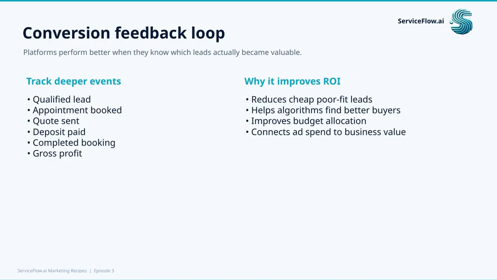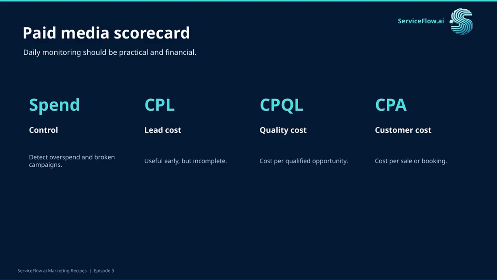Conversion Feedback Loop. The most important step is the conversion feedback loop. Advertising platforms can optimize only toward the signals they receive. If the system sends back every form submission as equal, it will optimize for cheap leads. ServiceFlow.ai should push deeper outcomes back into the loop: qualified lead, booked call, quote requested, purchase completed, repeat customer, and revenue value.